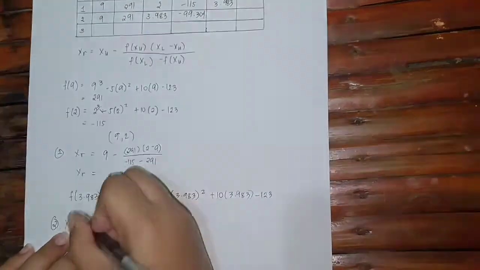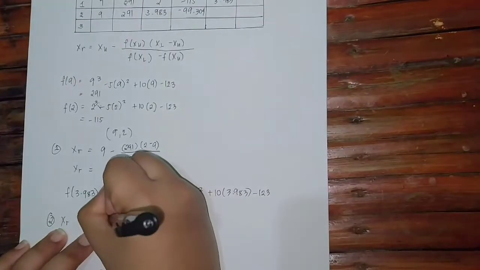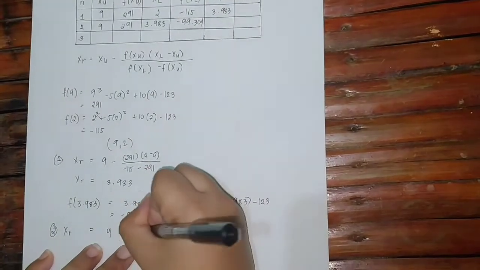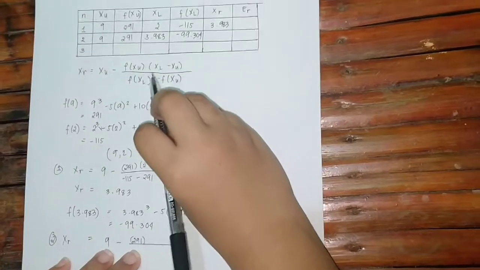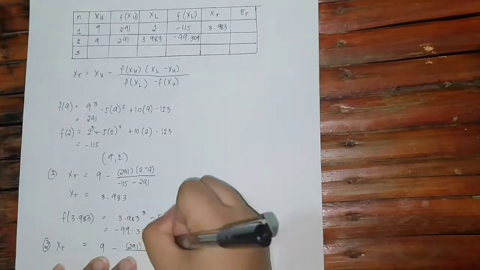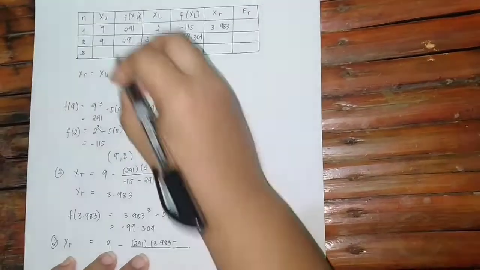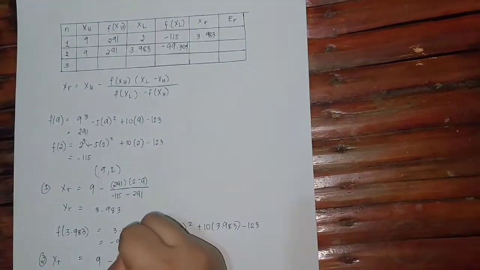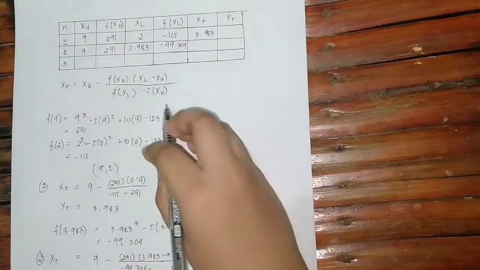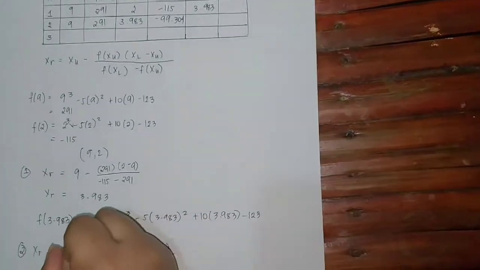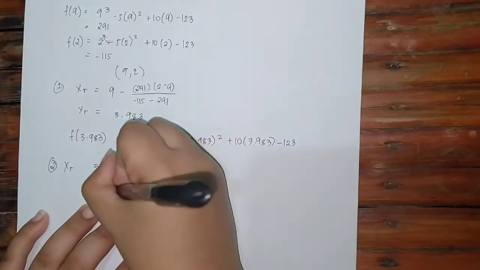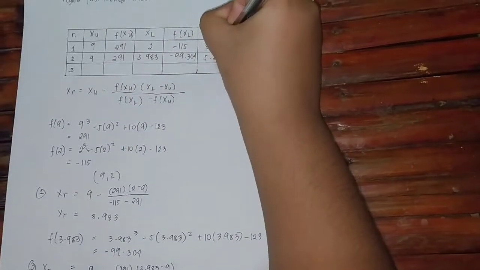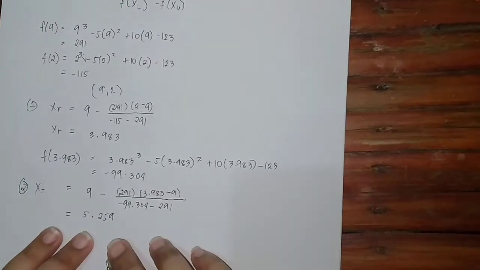So x of r is equal to the upper, which is still 9, minus the f of x of u, still 291, times x of l, which is 3.983, minus the upper, still 9, over f of x of l, which is negative 99.304, minus f of x of u, which is 291, and that will give us 5.259 as calculated. So we'll put 5.259 here.